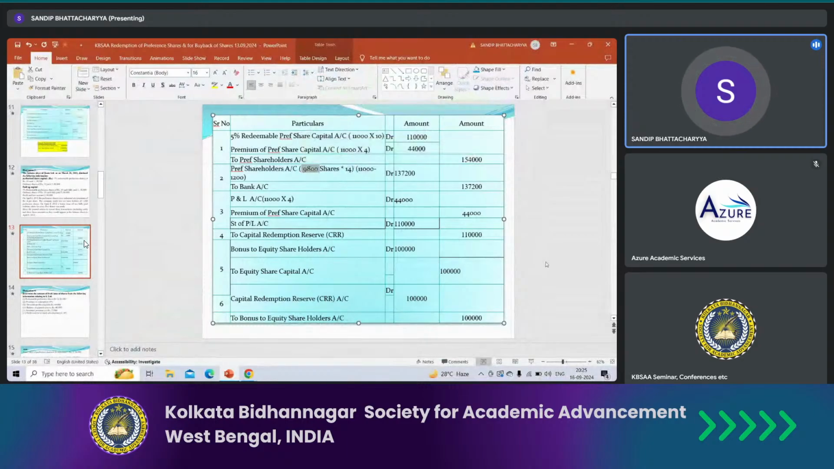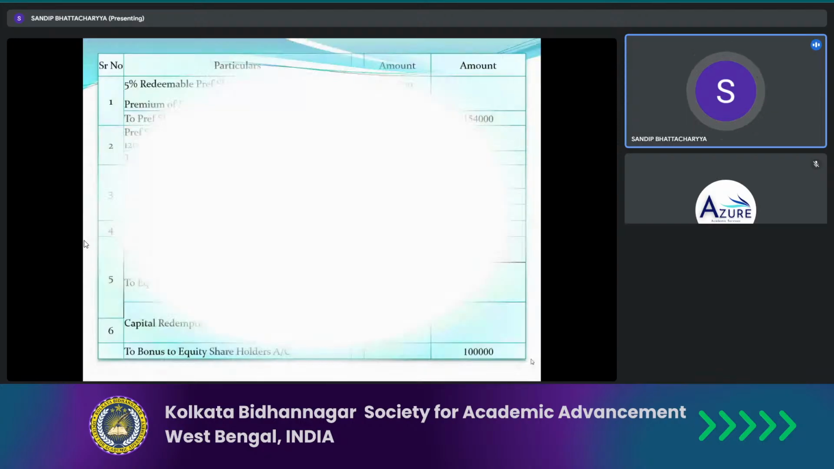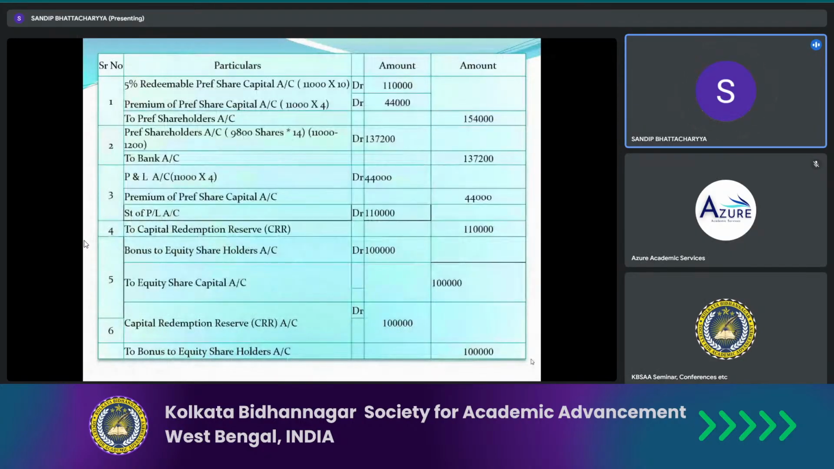You can see this 9,800 shares, how it will be, because at the time of redemption 1,200 preference shares could not be traced. So you must subtract these 1,200 preference shares out of your total preference shareholders. So just see the calculation here, that is 11,000 minus 1,200, that is 9,800. So this 9,800 into rupees 14.